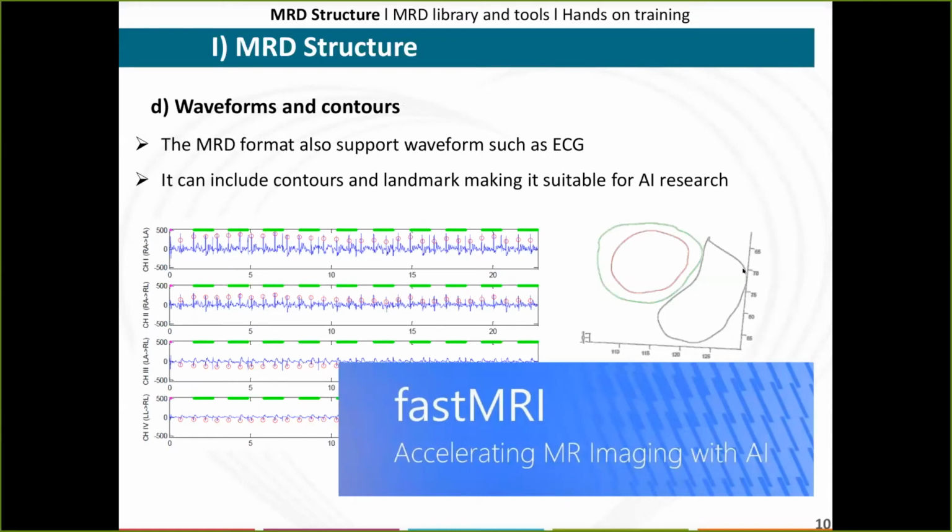The MRD format can also support additional waveforms, such as the ECG, which can be used in cardiac MRI for the reconstruction of cine imaging. It also includes contours and landmarks, making it suitable for AI research, and that's why it has been used in the fastMRI project.